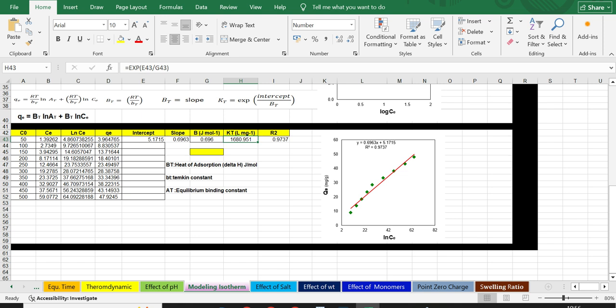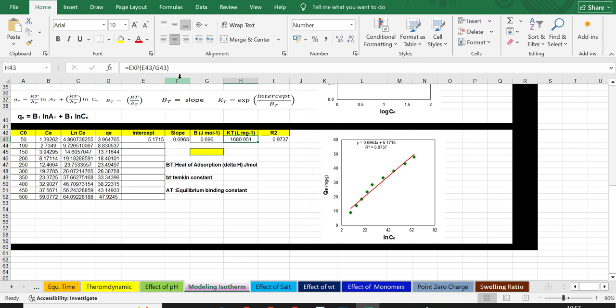Okay, so it is the value of intercept that will be divided by G43. It means the value of E column, which is the intercept, will be divided by G column value, which is the value of BT, and then you need to take its exponent. Then you can get the value of KT in liter per milligram. So from slope and intercept, you can calculate the values of BT and KT.